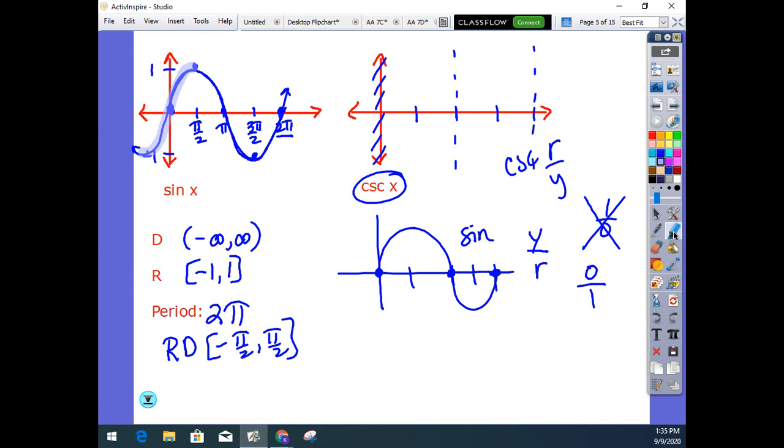Now, think of it this way. When we're back in person, I'm going to show you something. This little hump here, you just flip it up. It goes like that. This little hump up gets flipped upside down. So this point here is still pi/2, 1, because what's the reciprocal of 1/1? It's still 1. So sine and cosecant all have a value of 1 at pi/2. Okay?